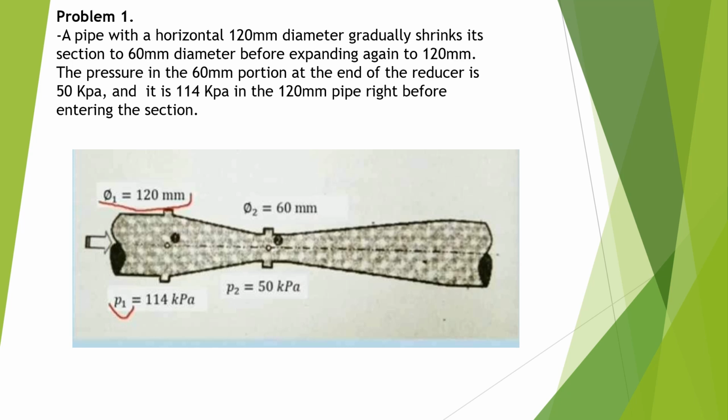So we have a pipe here. In this pipe, we have a diameter and its pressure. The pipe has a diameter of 120 millimeters in the first section, and in the second section, we can see that the pipe narrows and reduces its area to 60 millimeters. Pressure 1 is equal to 114 kilopascals, and pressure 2 is 50 kilopascals.